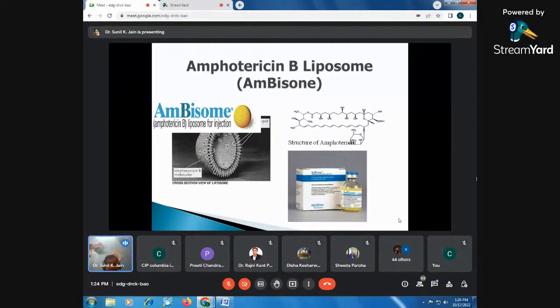Its diameter, or size, is 50 to 100 nanometers. It works to decrease toxicity related to amphotericin B. As I told you, different side effects are there, called renal toxicity, which is very harmful to the body. So if you incorporate it into the liposome formulation, it gives better results.